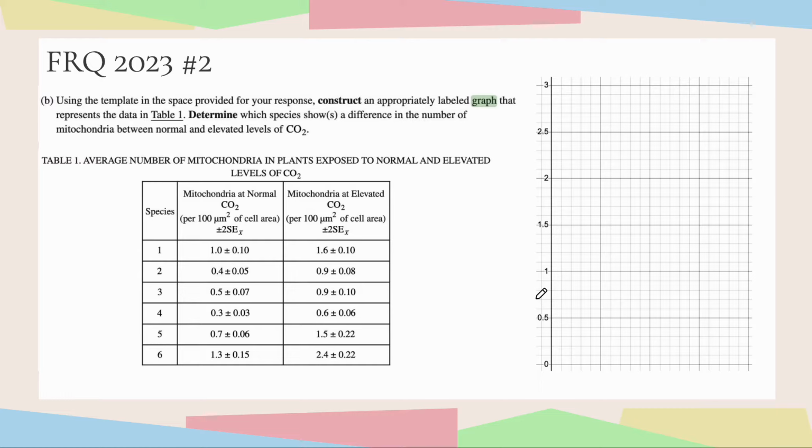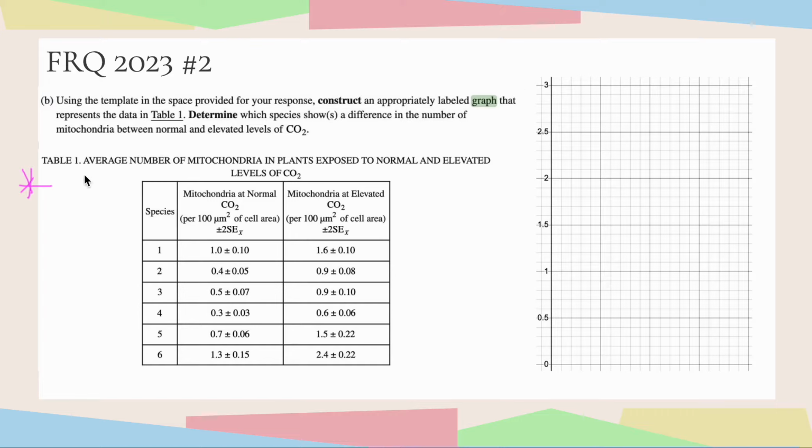Okay, jumping right into question number 2B, it asks us to use the information provided in table number 1 to construct an appropriately labeled graph. So let's first make sure we understand what the data in table 1 is. The first thing I always do is I read the title of my table. It's going to tell me what this information is.